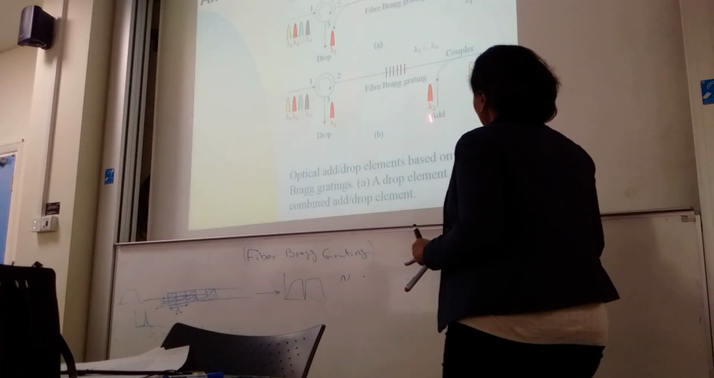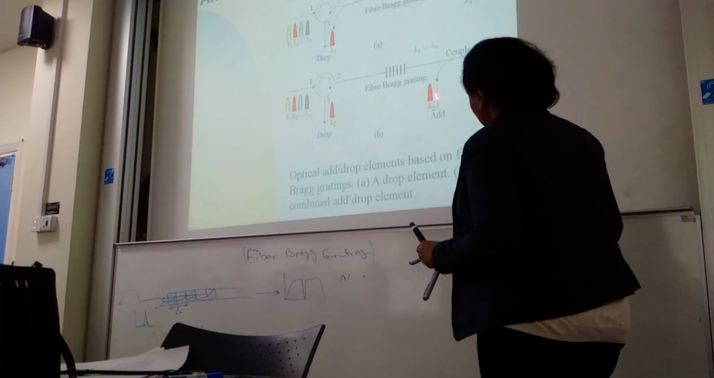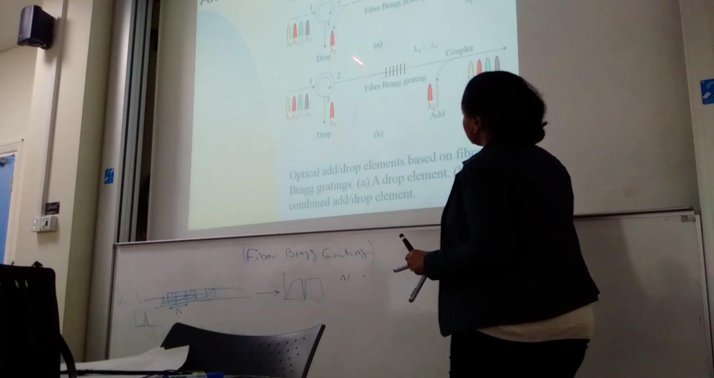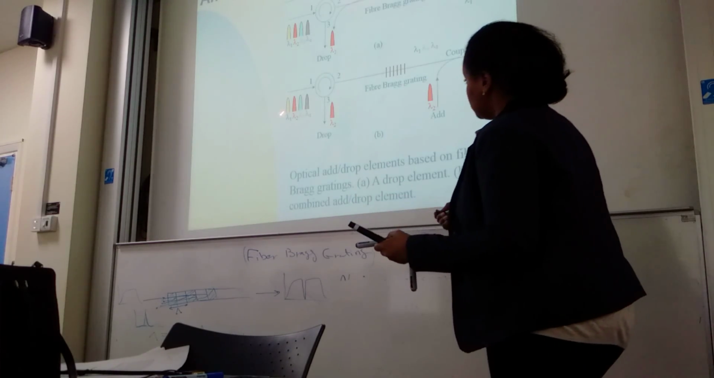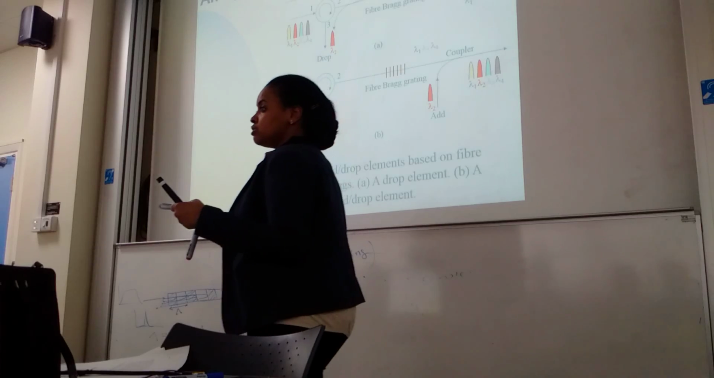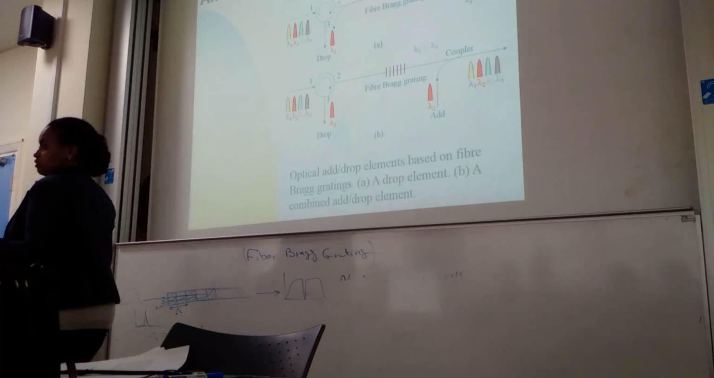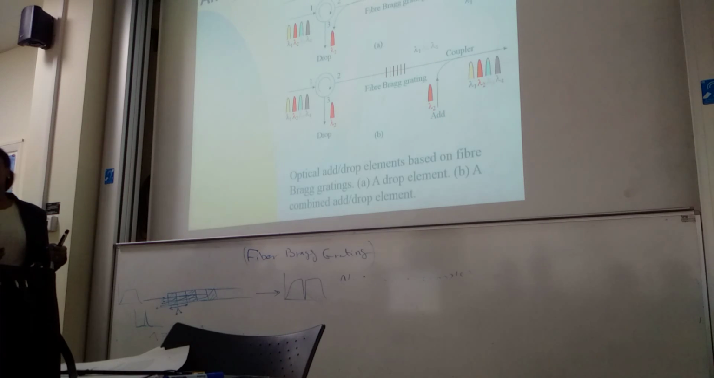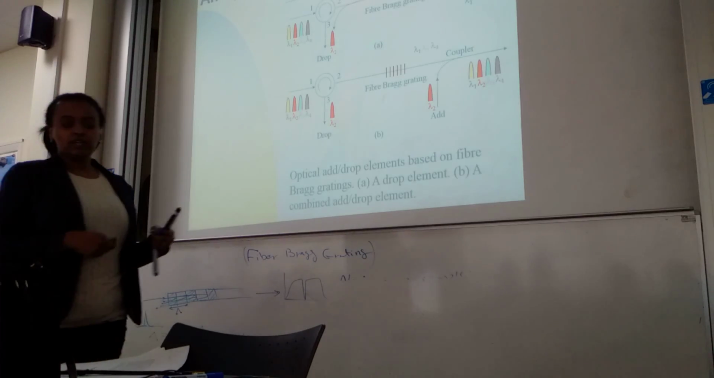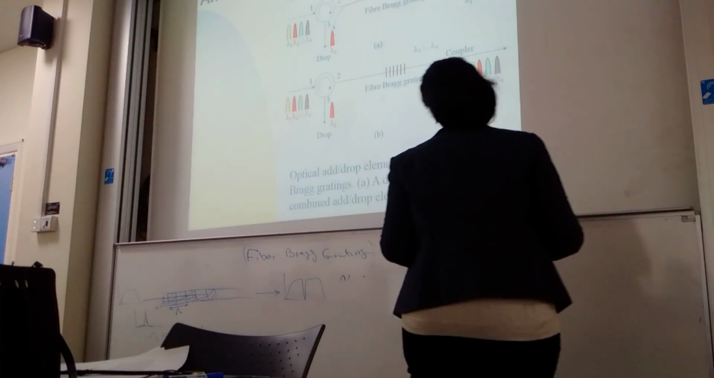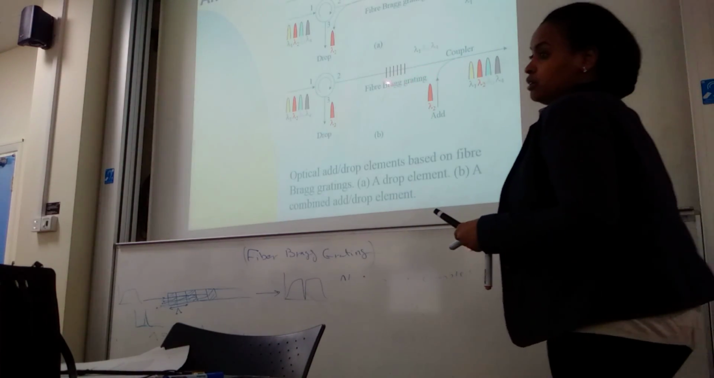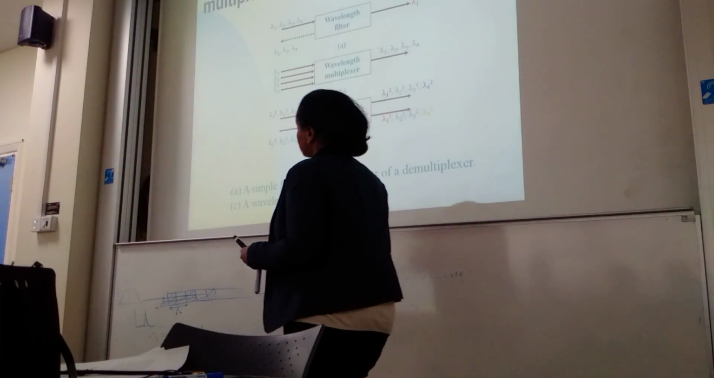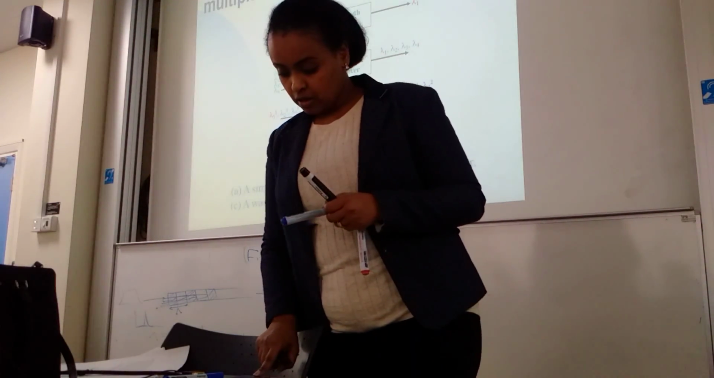We can also have the adding element. So this is the dropping. The add will be, and this can happen in the same node. So the same node can receive the wavelength, extract the information from it, and then want to send more information on that wavelength. So it wants to add it back to the other wavelengths on the same fiber. So what does it do? It just uses a coupler. Any questions?